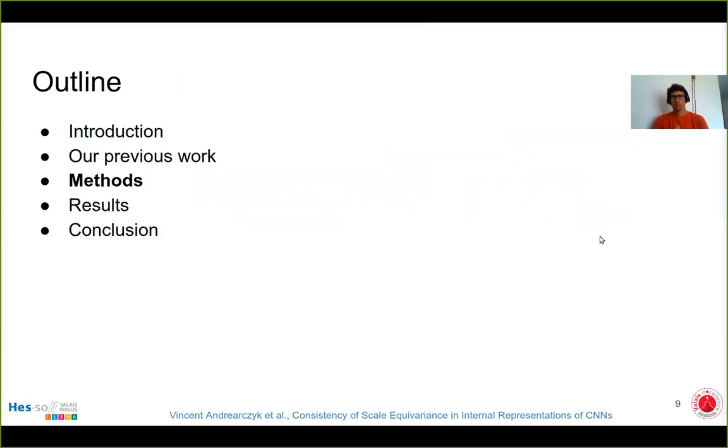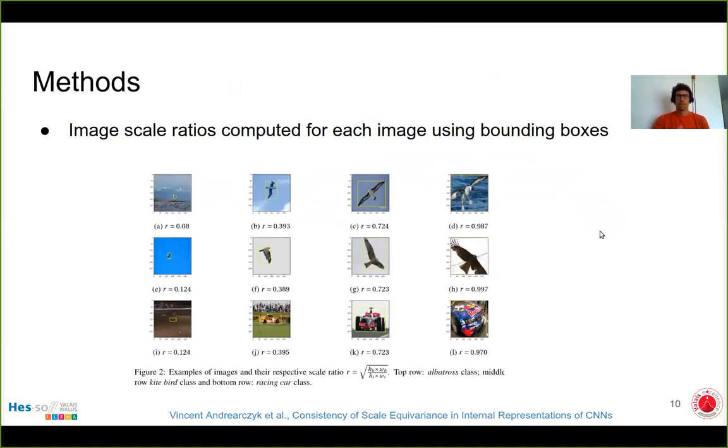So I will present in more detail the methods that we used. The image scale ratios are computed for each image using bounding boxes. So it's a ratio using the area of the image and the area of the bounding box around the object. Below we have examples of ratio values ranging from 0 to 1.